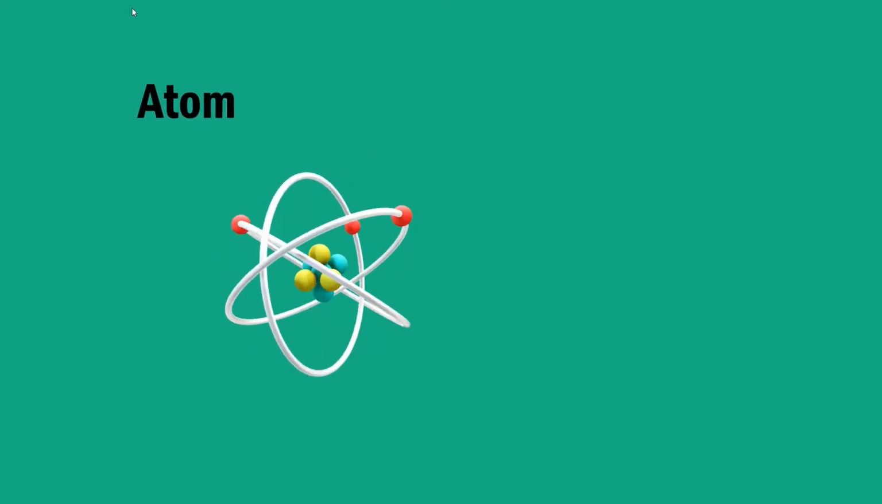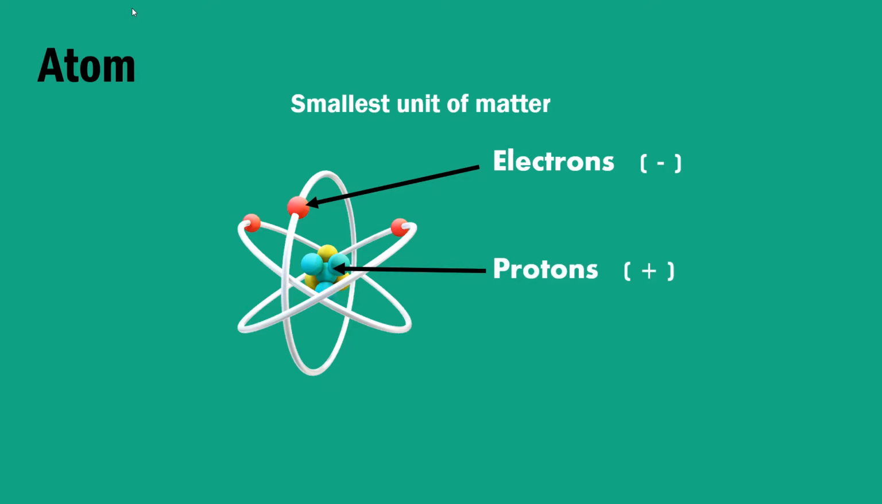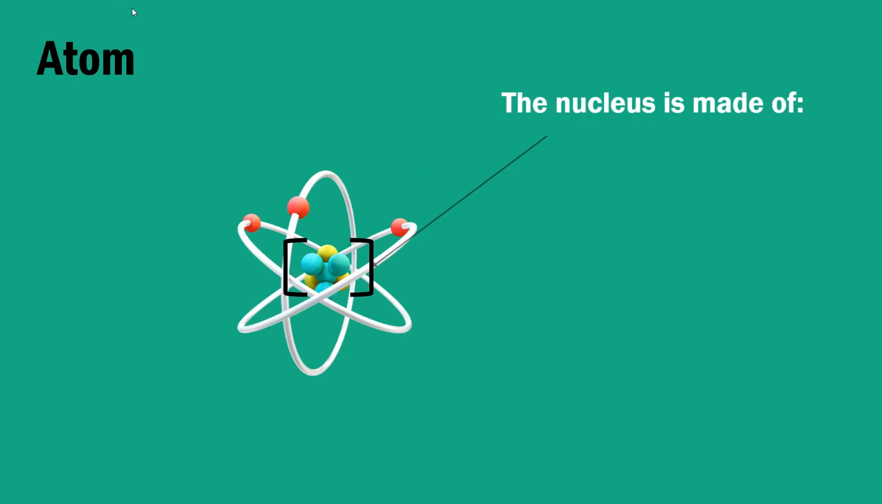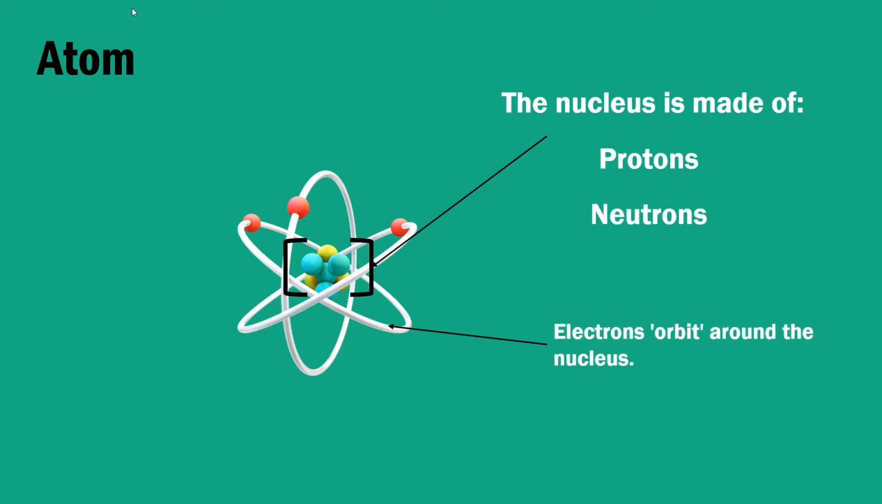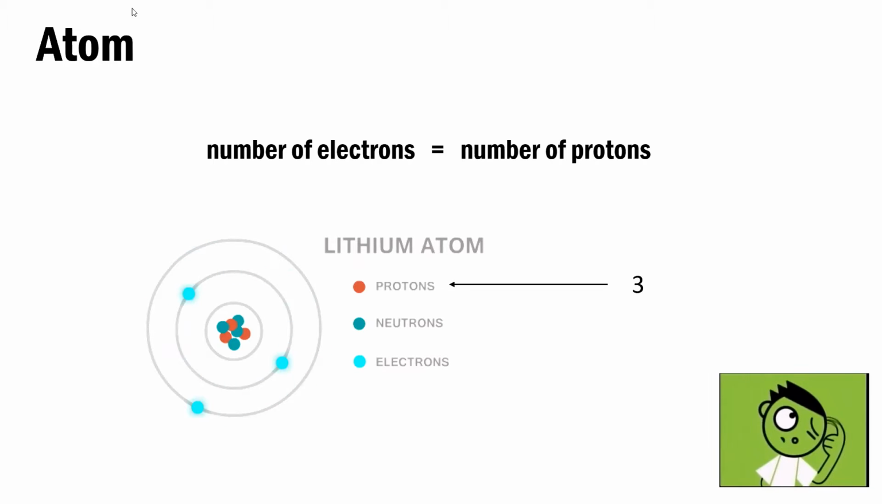An atom is the smallest unit of matter and it is made up of negative electrons, positive protons and neutral neutrons. The center of an atom is called the nucleus, and this is where you'll find protons and neutrons, and the electrons orbit around the nucleus. In an atom, the number of electrons is equal to the number of protons. So in a lithium atom, if it has 3 protons, then it will have 3 electrons.